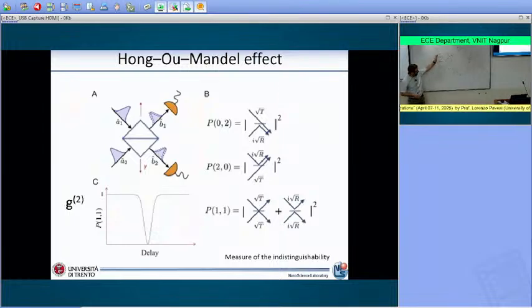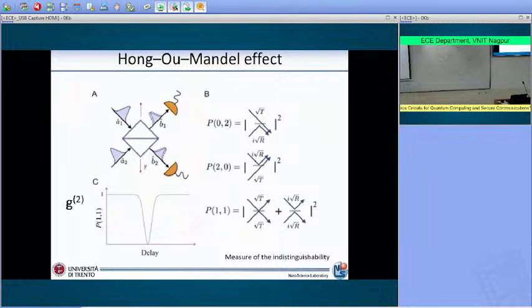And now, since the two photons are sent at the same time on the beam splitter, I could have the situation where I have the two photons here. I can have the two photons there. I can have one photon here and one photon there, or one photon there and one photon here.